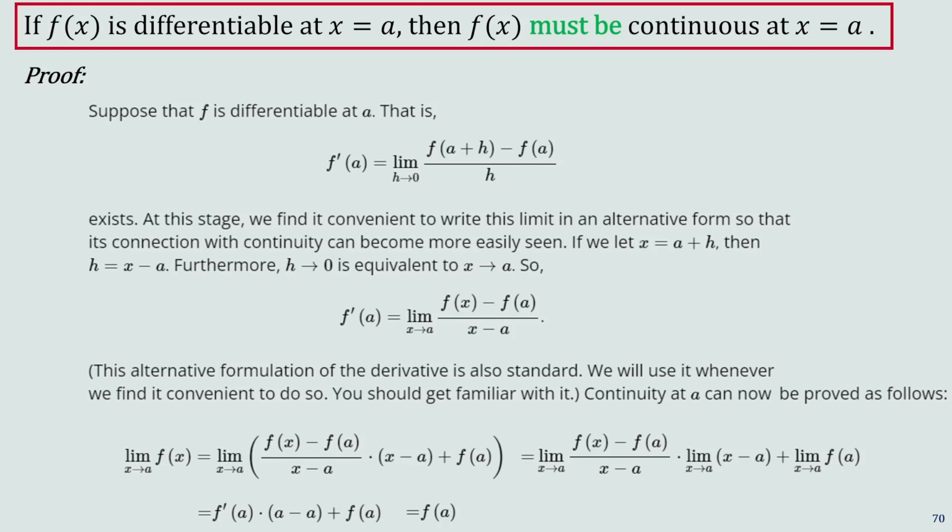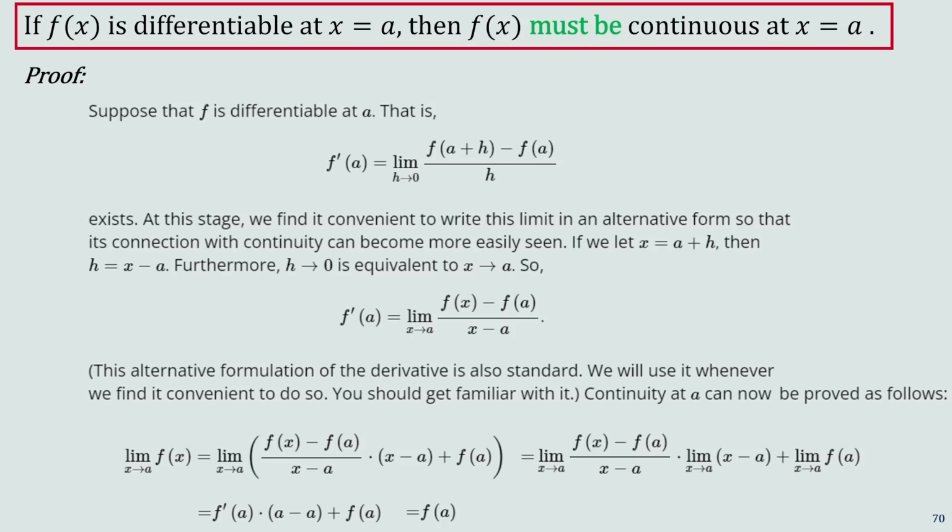So first, suppose that f is differentiable at a, then we have the following relationship. This is the definition of the derivative, right? f prime at a is the derivative of this function at x equals a. This is defined as a limit of (f(a plus h) minus f(a)) over h when h approaches 0. So this limit exists. At this stage, we find it convenient to write this limit in an alternative form so that its connection with continuity can become more easily seen.